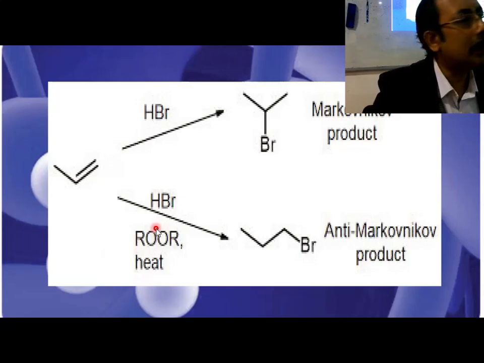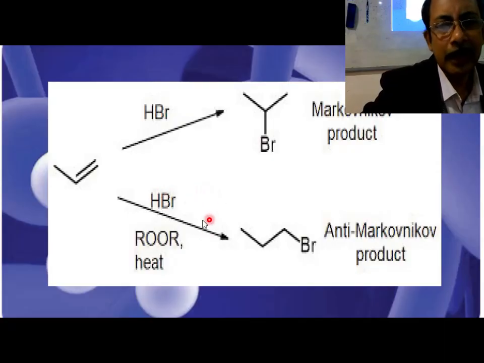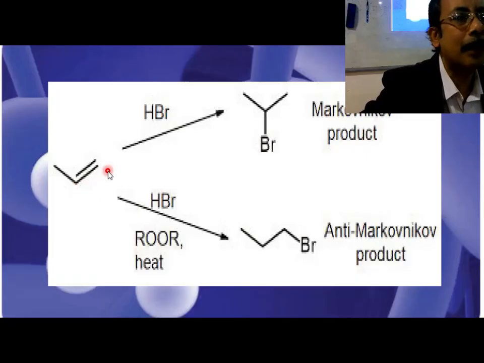Now what is happening here? In the initiation step, we get RO dot. RO dot accepts one hydrogen, producing Br dot, the atomic state. This bromine can be added here or added here. If it is added here, we get a primary radical.